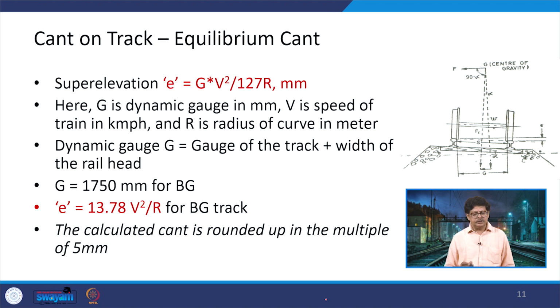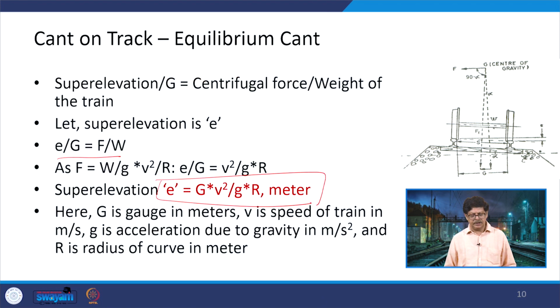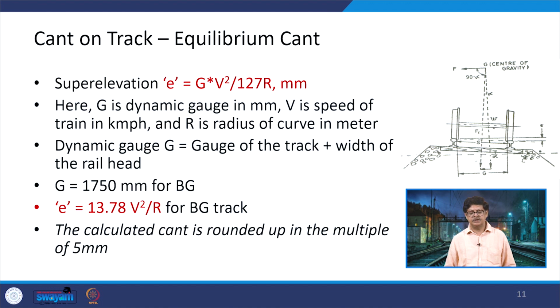Now, when we are putting the values here, what we had is GV square divided by GR. Here this g is small. So if we convert this into kilometers per hour and then use the value of g, what we get is GV square divided by 127 R as another equation which can be used.